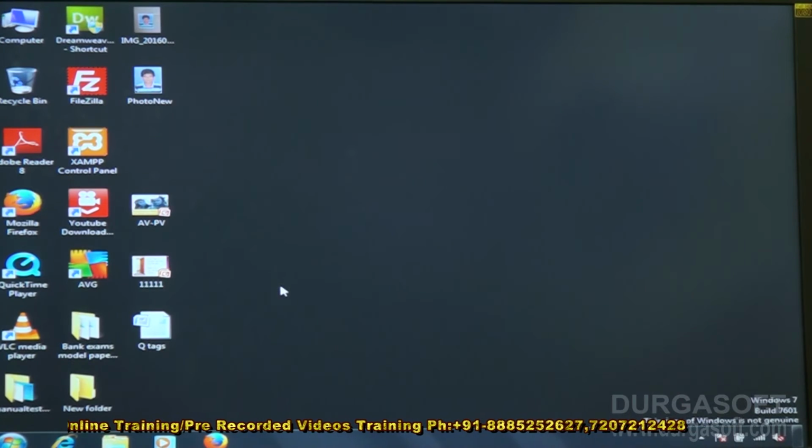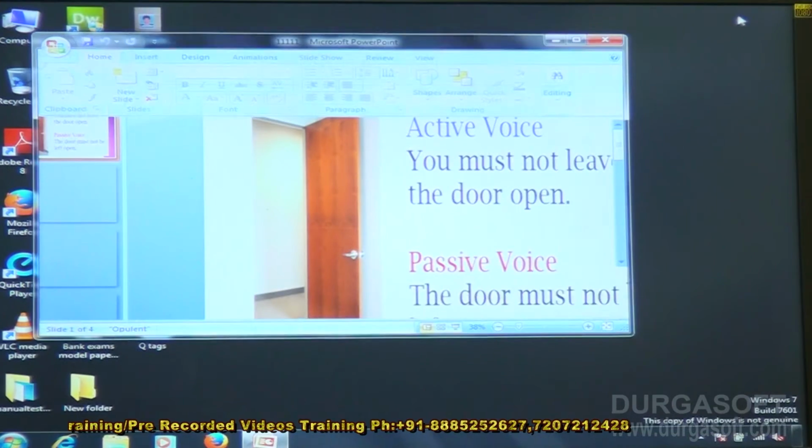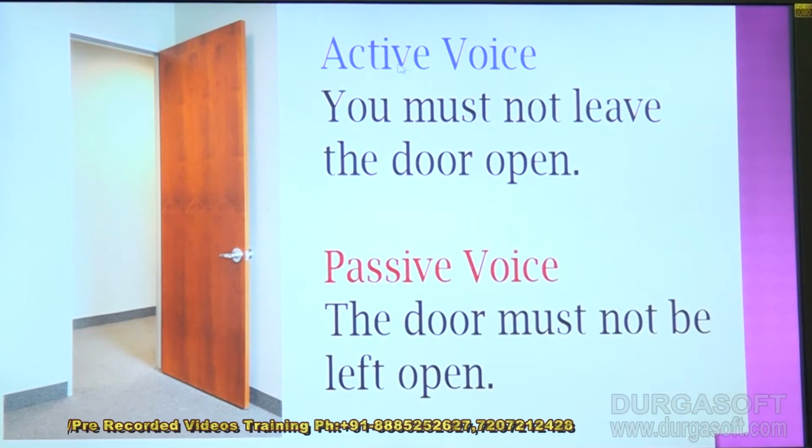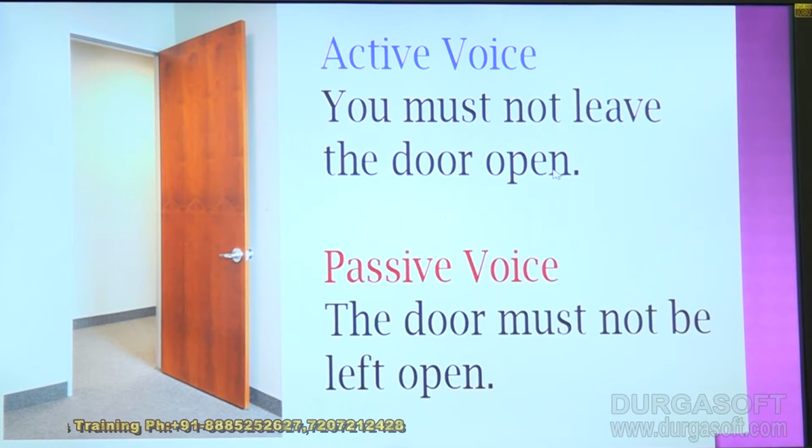And one more example we would like to place, that is, see, when it comes to natural life incidents, it's something like this. When you see this slide, you can see some information in the active voice. You must not leave the door open. This is active voice. Of course, this is a negative sentence, but still it can be converted into passive voice. You must not leave the door open. This is a general and simple sentence that we often speak at home. And coming to passive voice, the door must not be left open.